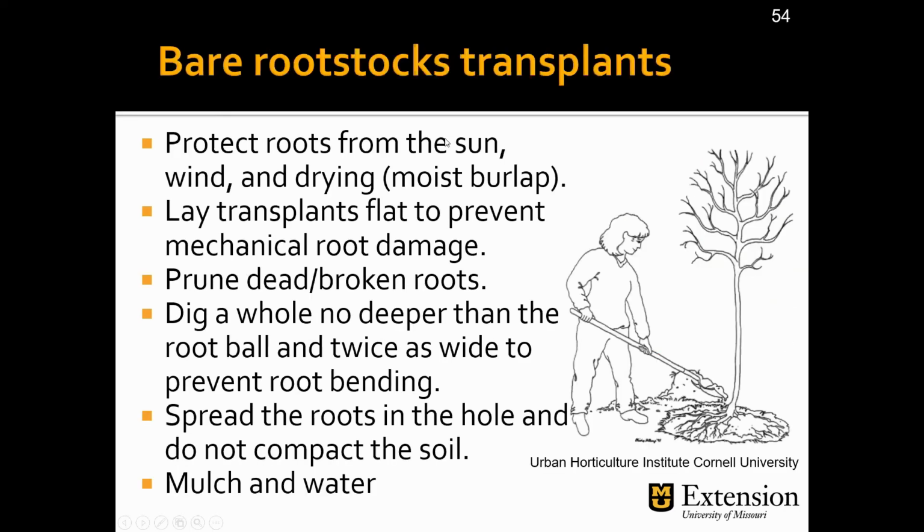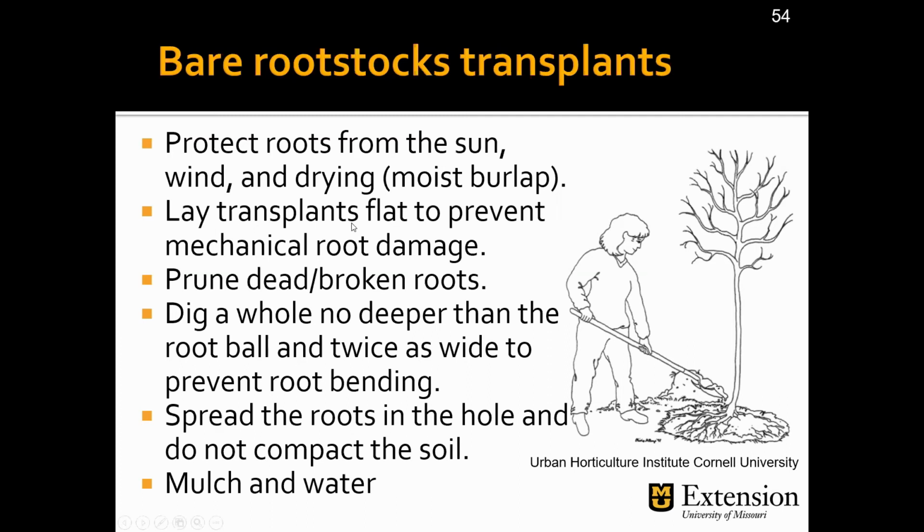Let's begin with bare rootstocks. When you're transplanting bare rootstocks, when those rootstocks arrive at your property, make sure that you're protecting them from the sun and they're not drying. Usually you can wrap them in moist burlap, and over time just water them so that they keep moist.